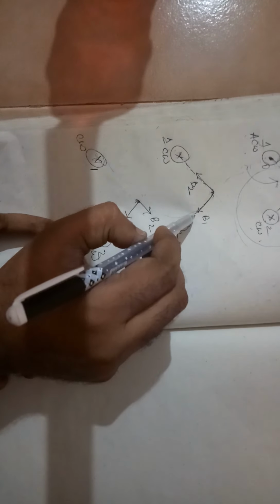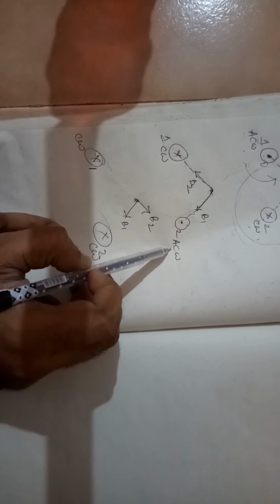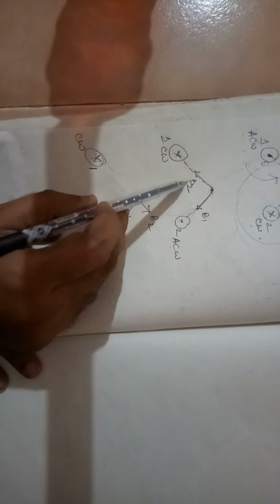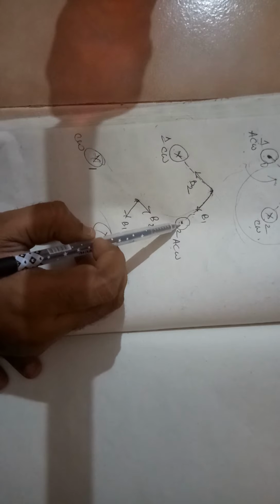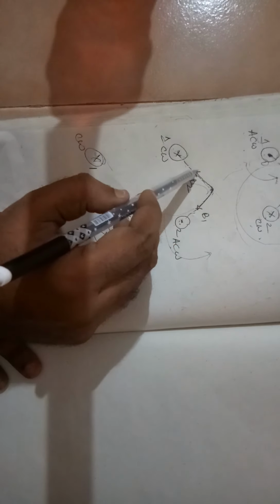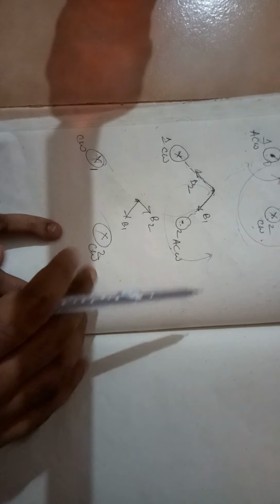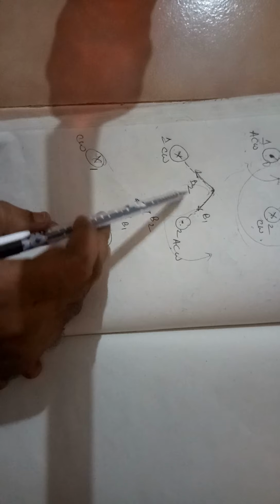So B1 direction is like this. This is a dot, so it is anti-clockwise. So about this point, it should look anti-clockwise. So B2 is the direction. The resultant of B1 and B2 will be the final direction.